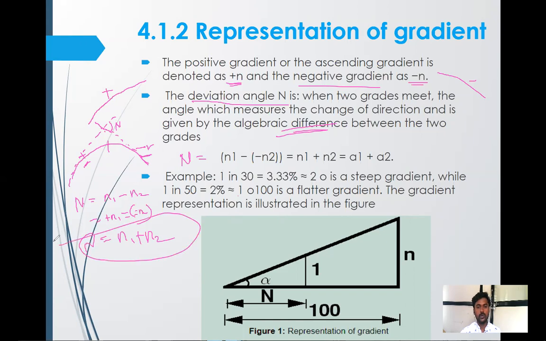So how to calculate the deviation angle? The deviation angle is nothing but the algebraic sum of the gradients. It may be a falling gradient, it may be a rising gradient. Simply we have to take the algebraic difference, not a sum. That is N is equal to N1 minus N2. N1 may be positive or negative, N2 may be positive or negative. Understood how the deviation angle is taken?